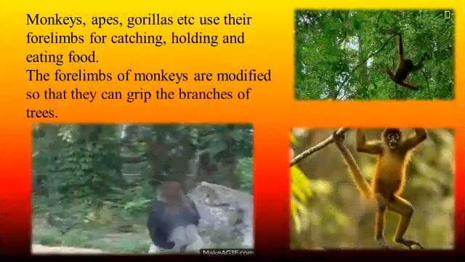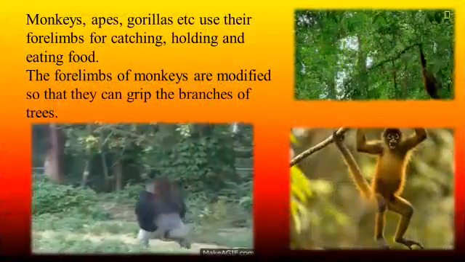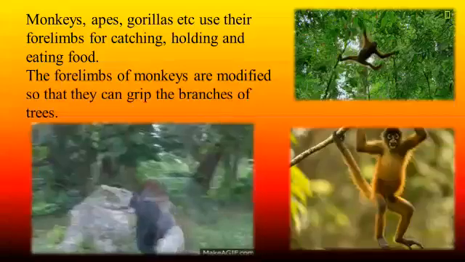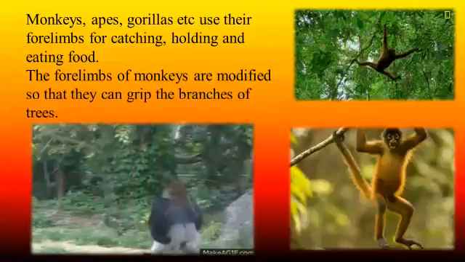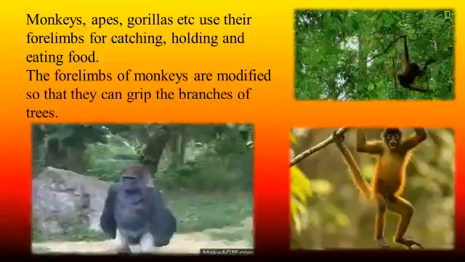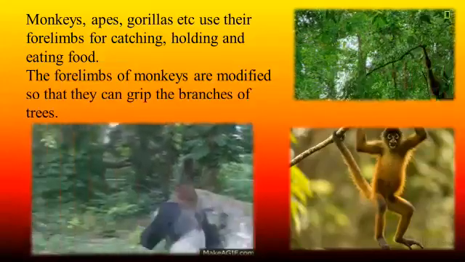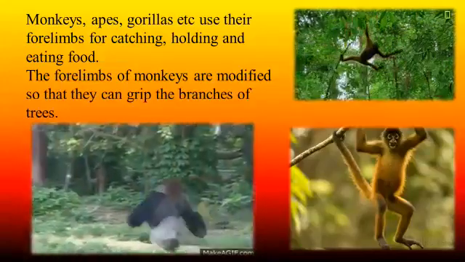Animals like monkeys, apes, gorillas, etc. use their forelimbs for catching, holding and eating food. The forelimbs of monkeys are modified so that they can grip the branches of trees.